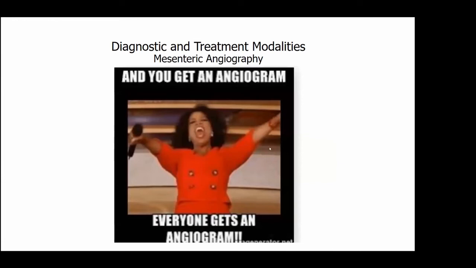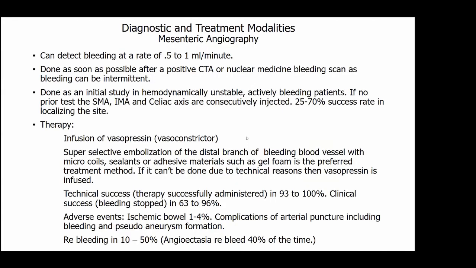And lastly, we'll talk about an angiogram as enthusiastically endorsed by Oprah. Mesenteric angiography can detect bleeding at a rate of 0.5 to 1 milliliter per minute. It should be done as soon as possible after a positive CTA or nuclear medicine bleeding scan, as bleeding can be intermittent. It can be done as an initial study in hemodynamically unstable, actively bleeding patients.